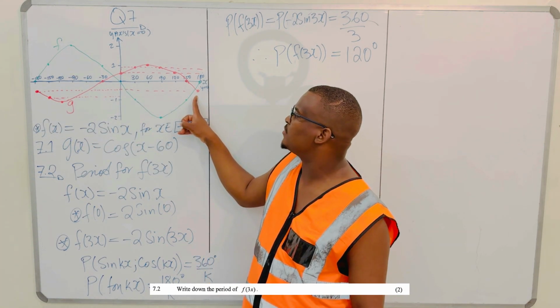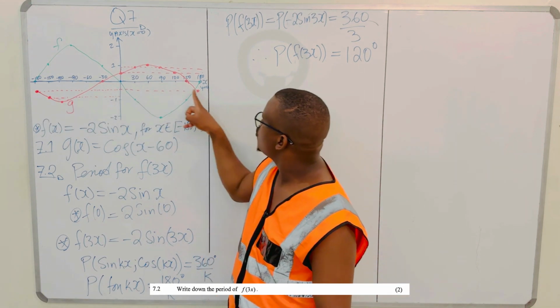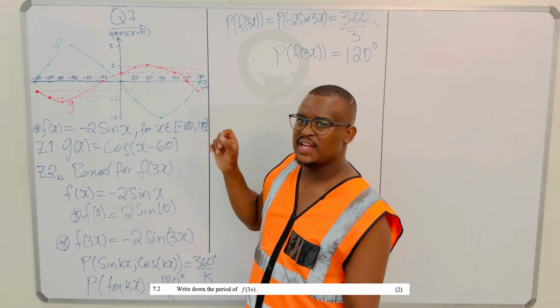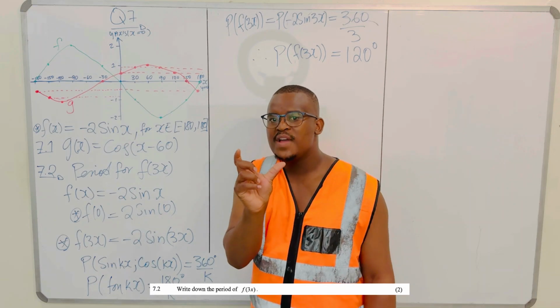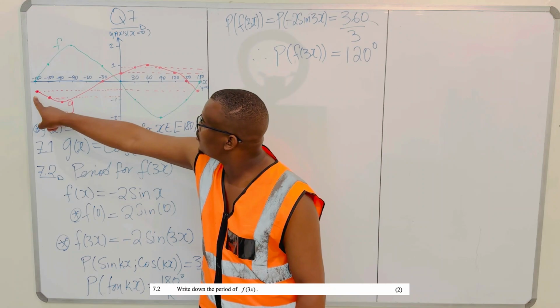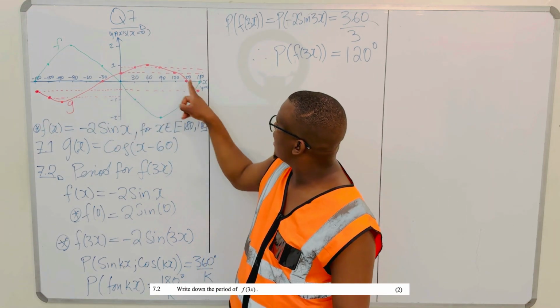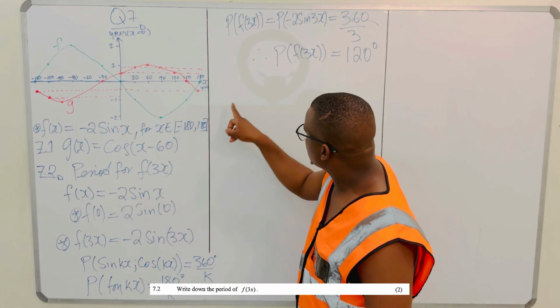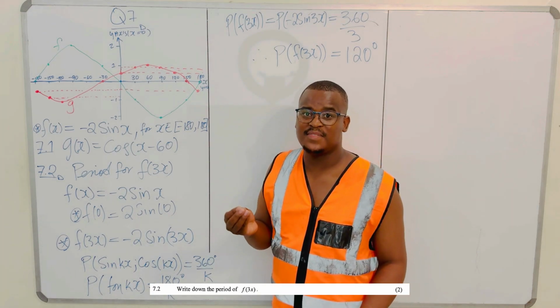You have a complete wave if you start from this point here to that point, because after this, it's going to repeat. So you want to measure the length of that repeating part, and that repeating part is from minus 180 degrees, and it goes back to this. If you continue, it will do the same shape. It will do exactly the same thing.